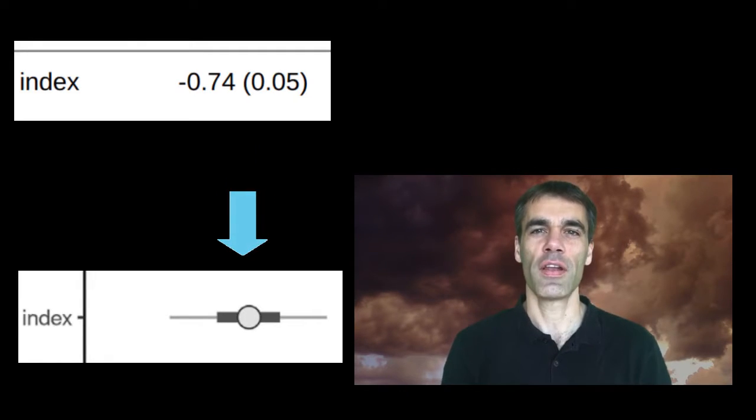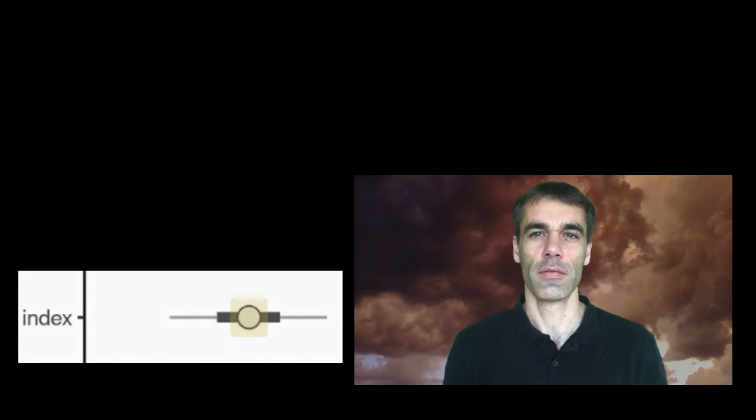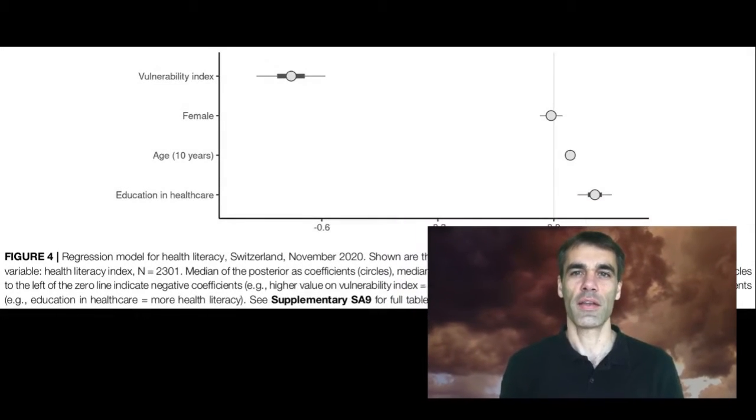When we report a coefficient in a table, in the figure this is a point. So we still have the list of variables on the left. Instead of numbers, we now have a point for each variable. The point is the coefficient. Let's look at an example.